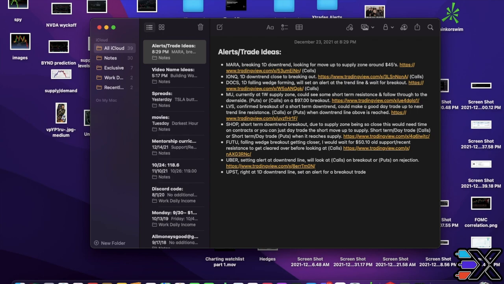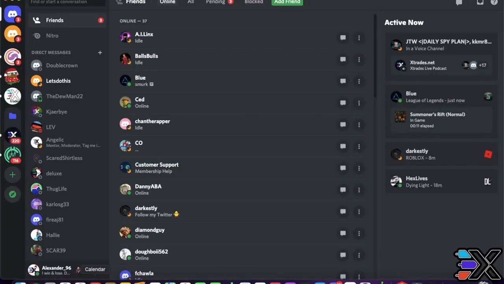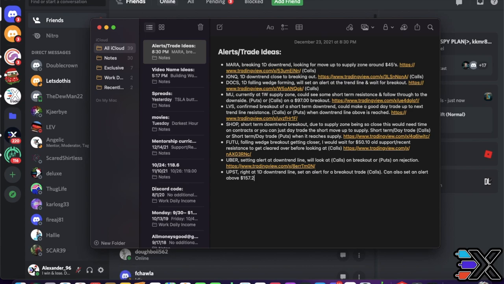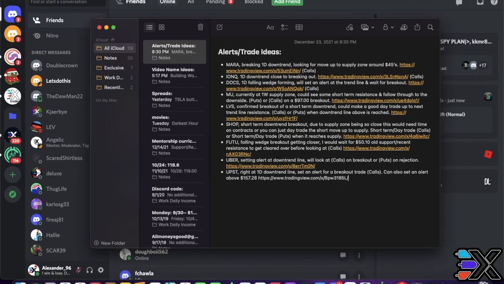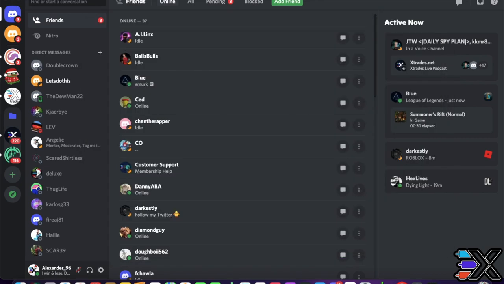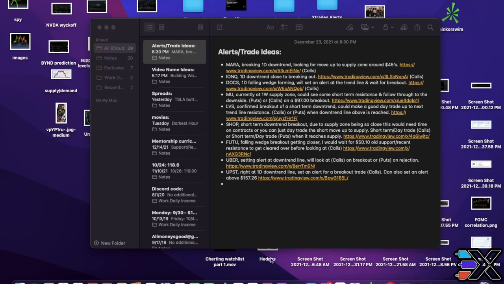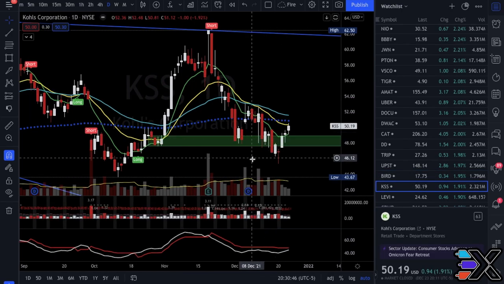All right, I put UPST right at the 1 day downtrend line. We'll set an alert for a breakout trade, and that's for calls. Can also set an alert above 157.26. That was the 157.26 I was just talking about. It looks like I got stuck right there. To the next.